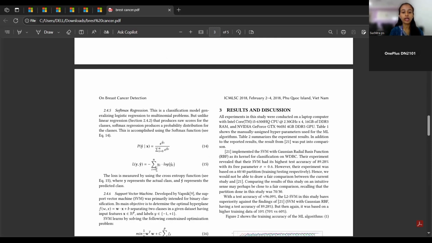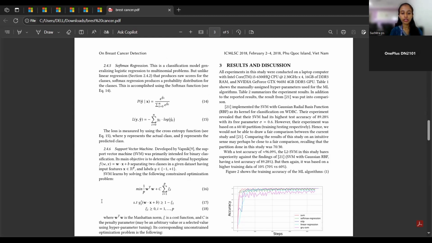a softmax ML model, a generalization of logistic regression for multi-class, used here in binary, with cross entropy loss, and the accuracy was 97.65 percent. And the last one is support vector machine, SVM, used with a linear kernel and L2 loss for differentiability. Accuracy is about 96.09 percent. Each model was evaluated based on test accuracy, false positive rate, false negative rate, true positive rate and true negative rate.